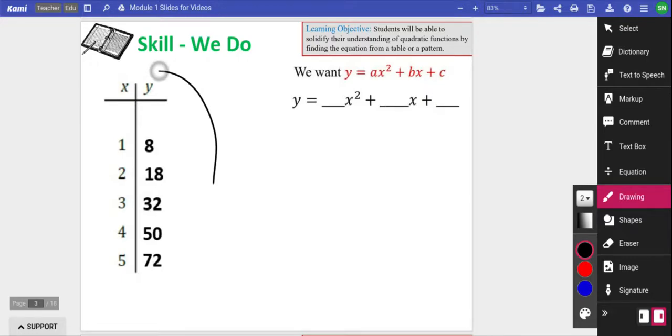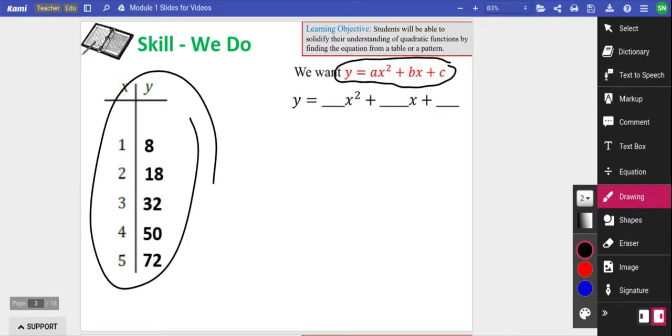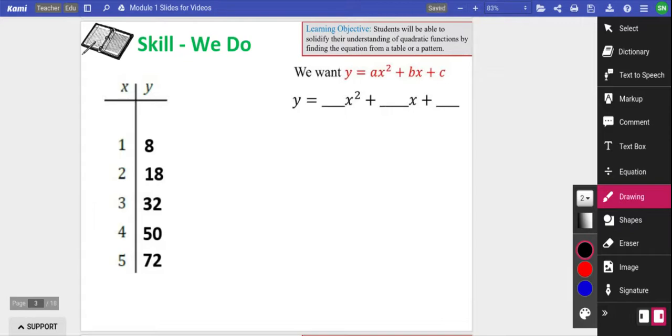So here is the table. This is the form that we're trying to have. We will be looking for A, B, and C. So step 1, we will be finding the first difference. How do I go from 8 to 18? I need to add 10.